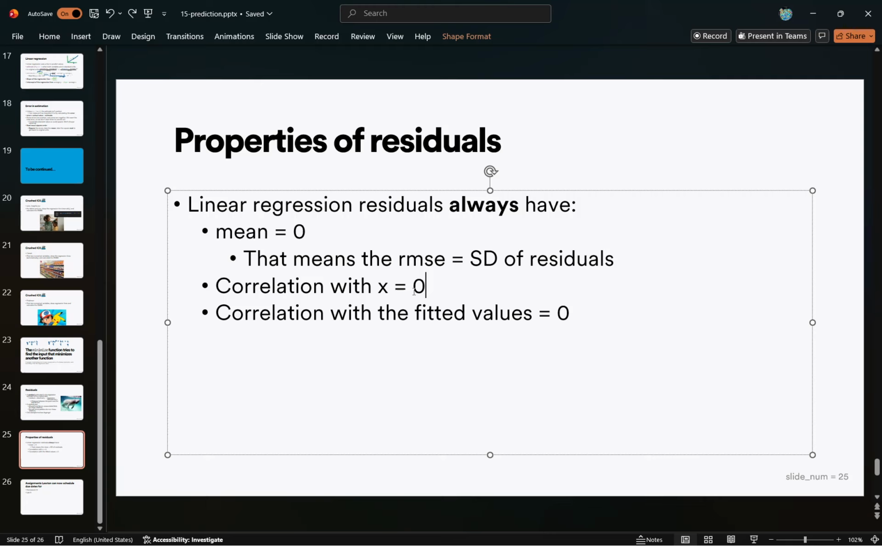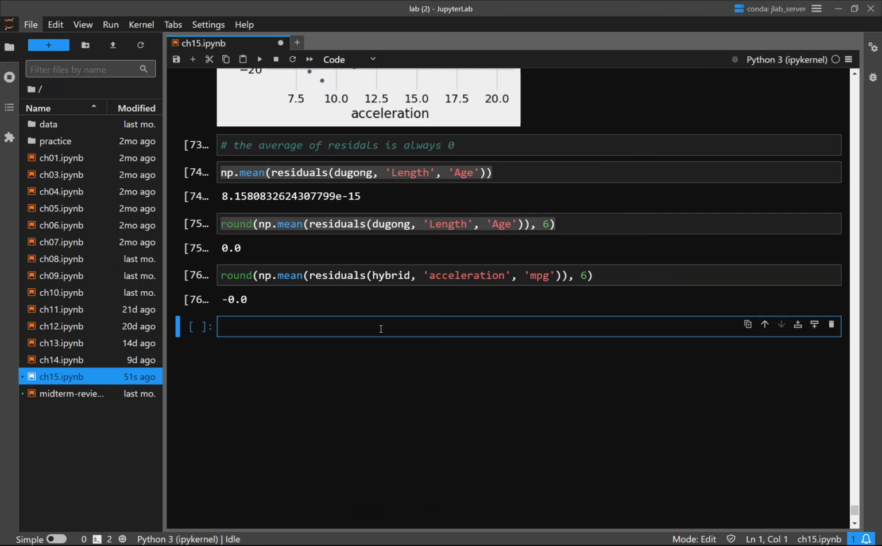Interesting, let's see, the correlation of the residuals with the x values that you're trying to predict from is always going to be 0. There's not going to be any pattern there. And same with the fitted values, which is weird to think about, but that's just what it means. It's trying to be unbiased. The correlation between the residuals and the predictor, you'll read more about this, is 0.